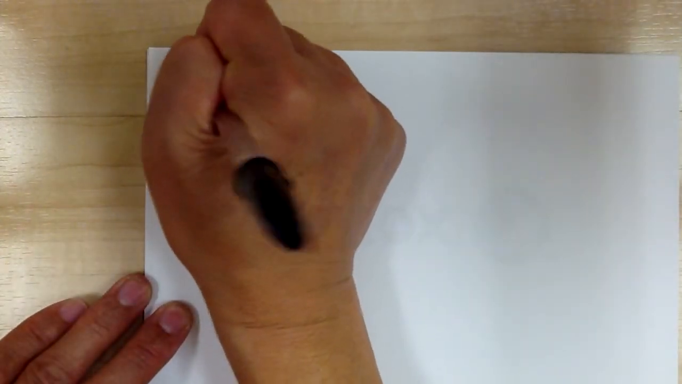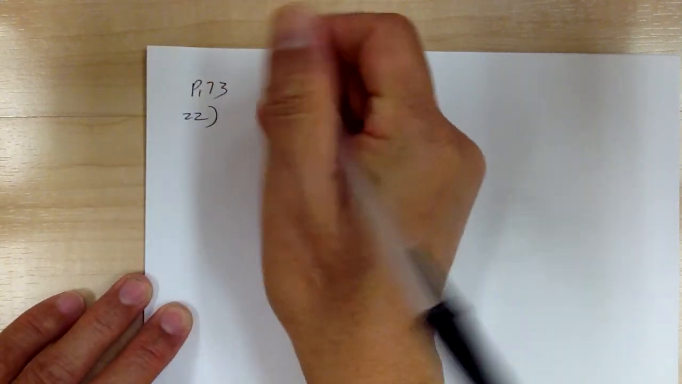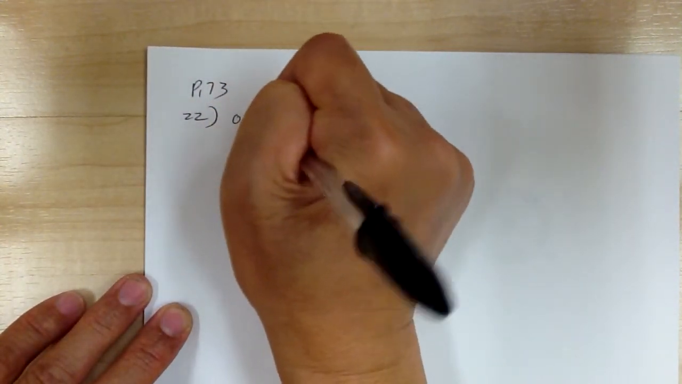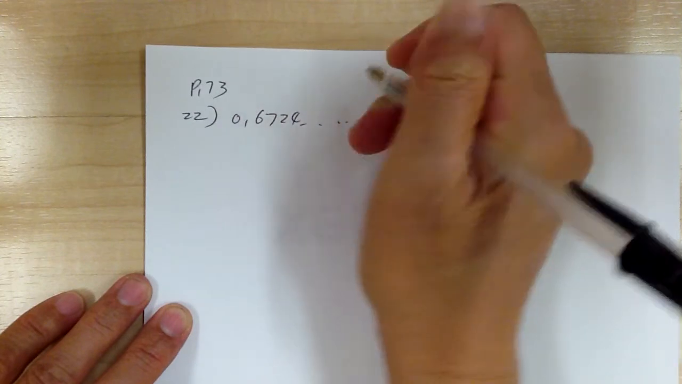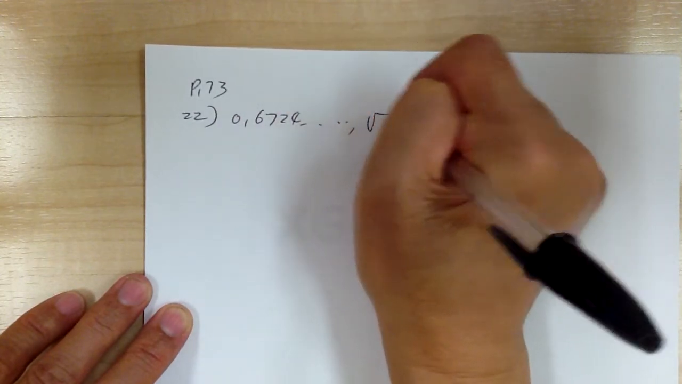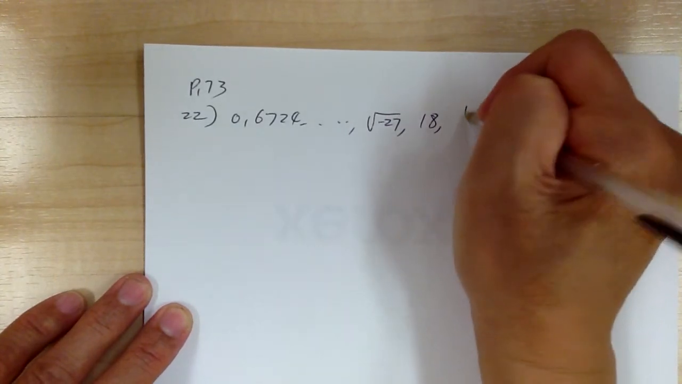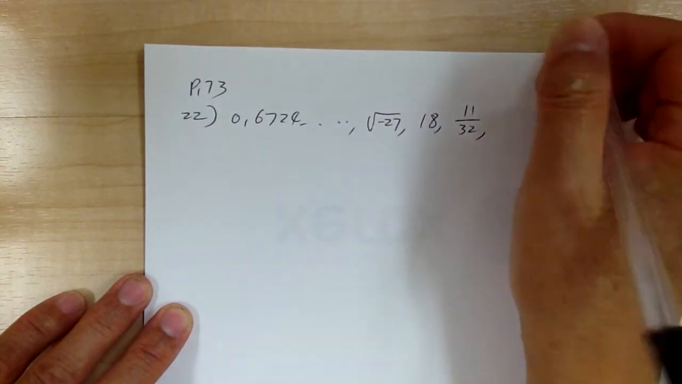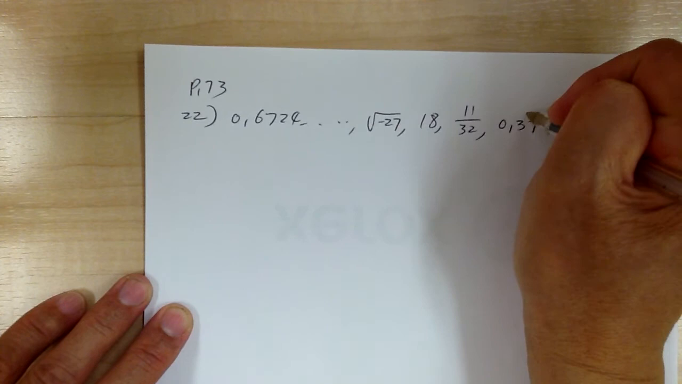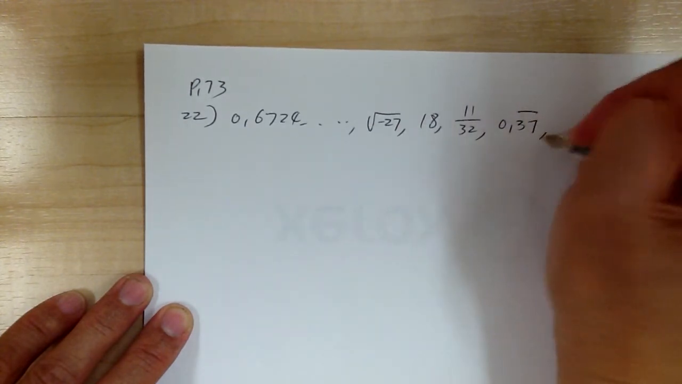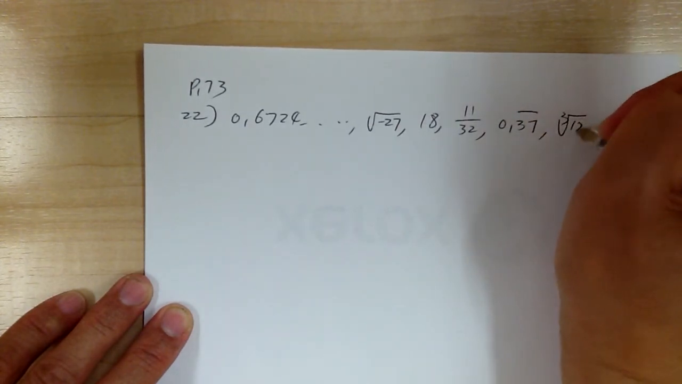Okay, let's do one more. Let's do number 22. You've got 0.6724, then square root of negative 27, 18, then 11 over 32, 0.37 repeating, and then cube root of 12.